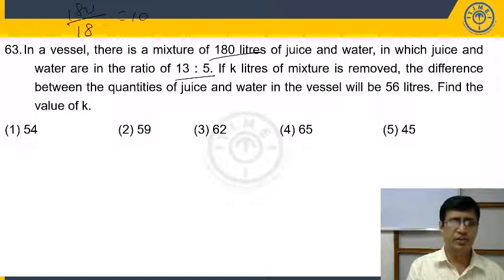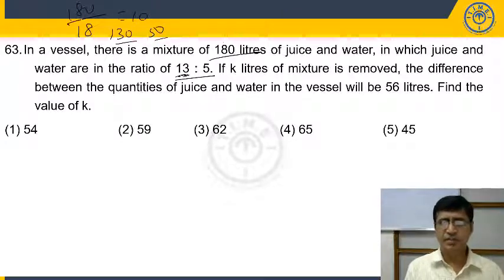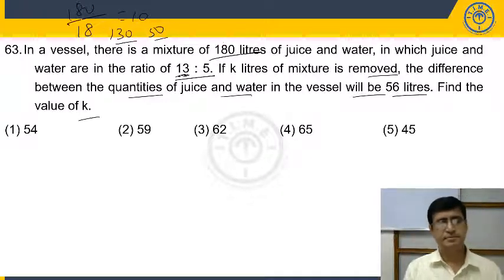So what are the initial values? 130 and 50. If k liters of the mixture is removed, the difference between the quantities of the juice and the water in the vessel will be 56 liters. Find the value of k.